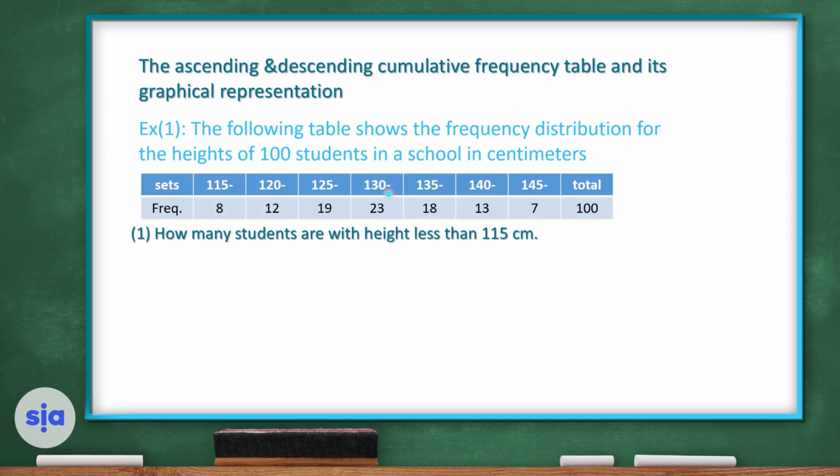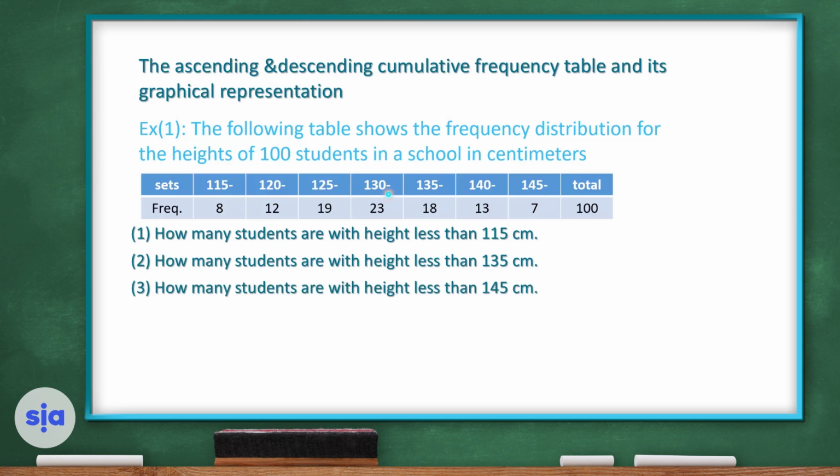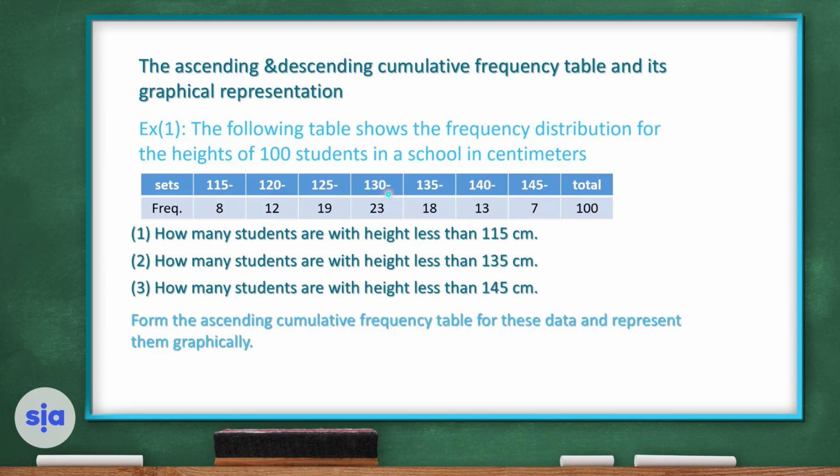The first question says, how many students are with a height of less than 115? How many students are with heights less than 135? And how many students are with height less than 145? And then the question is asking me to form the ascending cumulative frequency table for these data and represent them graphically. Ascending means from smaller to bigger. So let's now see how we can make the cumulative frequency table together.